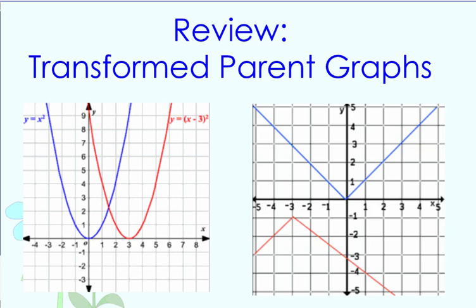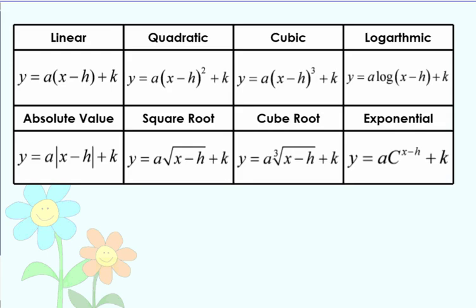Here we're going to talk about the transformations of those graphs. So here are all of the transformations written out. All of them have an A, an H, and a K. Remember, the H and the K are going to represent something. The A represents something, which we're going to talk about in a second. And for the exponential there, you see the C there as well, which is its growth.